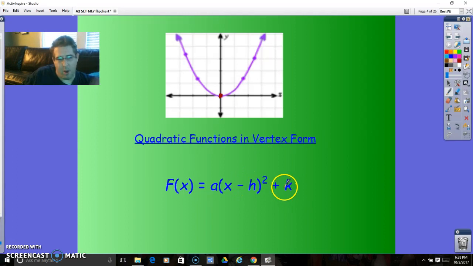The k makes it go up or down. So if it's positive, it goes up. If it's negative, it goes down. And then the a does two things. So it does a reflection. If a is negative, it's going to take that parabola and turn it upside down. It's going to reflect it over the x-axis.